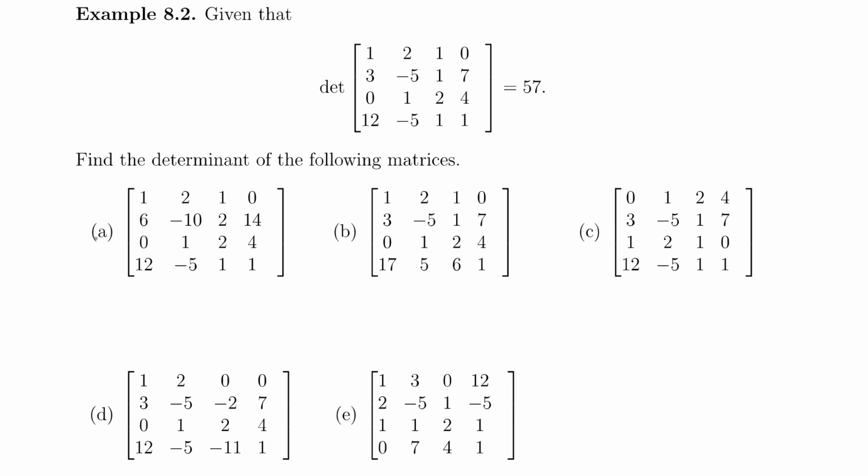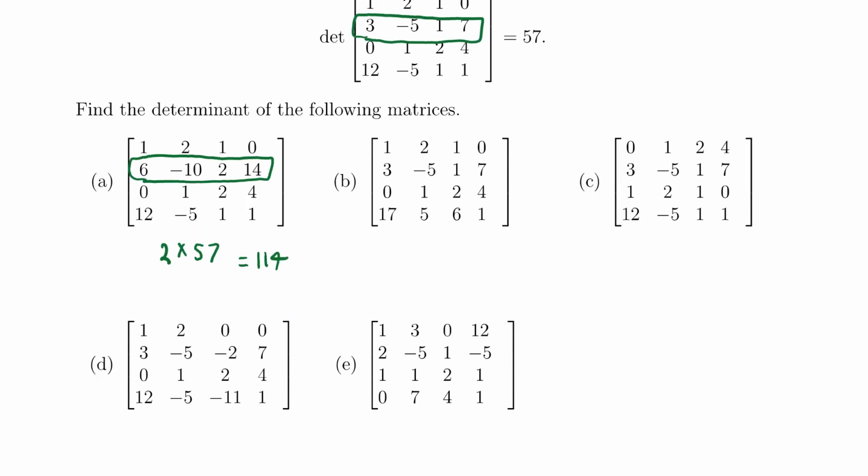The first one, for part A, well, how are they different? The only difference that I see is the second row here. And the new second row is actually just the old second row multiplied by 2. So 3 times 2 is 6, negative 5 times 2 is negative 10, and so on. Whenever I multiply a constant to every entry in a row or a column of a matrix, the effect on the determinant is that the determinant is going to be multiplied by the same constant. In this case, that's a 2. So the determinant of this one is going to be 2 times 57, which is 114.